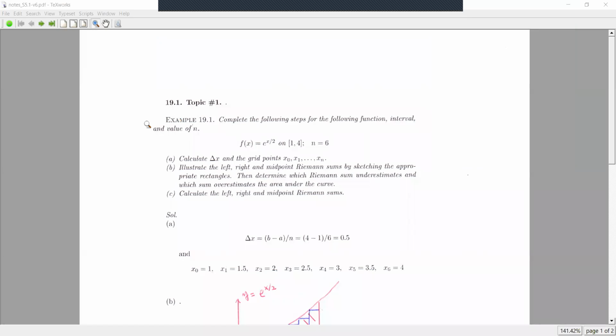Let's look at some examples. Example 1. Complete the following steps for the following function, interval, and the value of n. N here is the number of rectangles. Its value in this example is 6. That means that we need to use 6 rectangles to approximate the region that lies between this curve and the x-axis and on this interval.